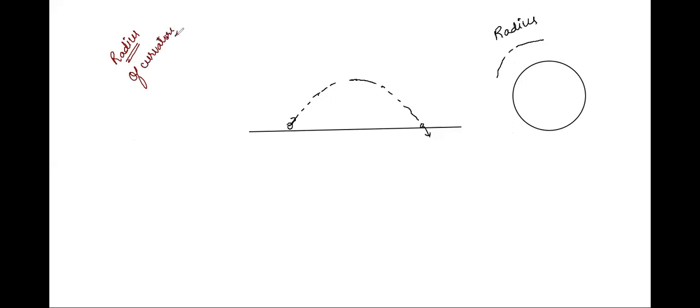So what you're going to do is, in the concept of radius of curvature, suppose you have thrown the particle from the bottom of the ground and again it's coming back to the ground. Let us calculate the radius of curvature at the point A and at the point C. C was the top, B was the ending point.